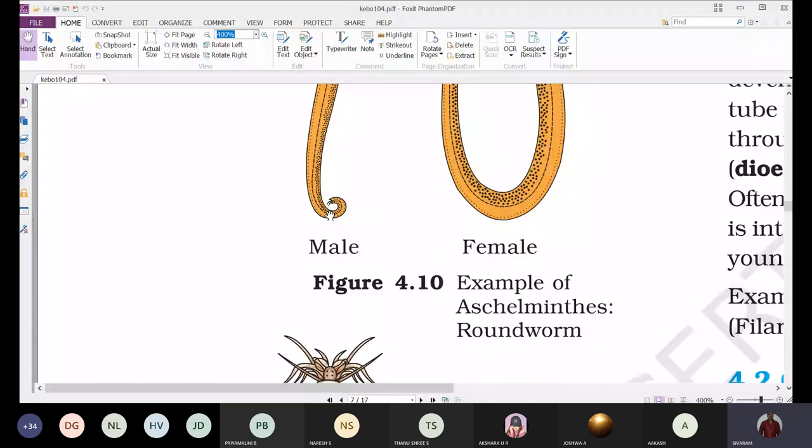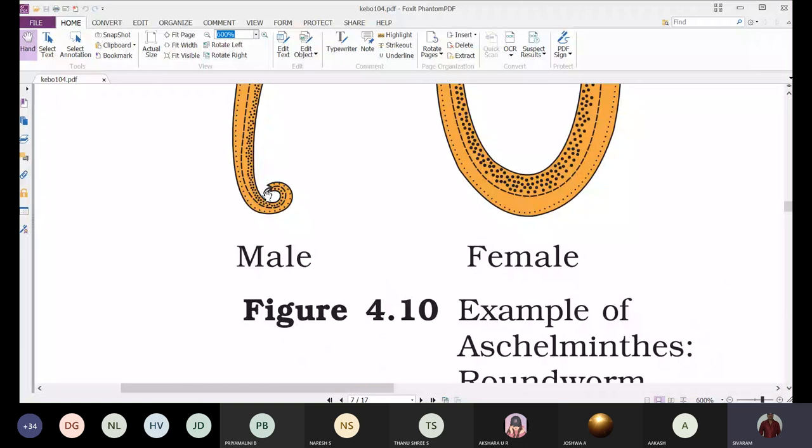What are they called? Penial setae. These penial setae are observed only in the males, and they help in copulation, that is, holding the female during the exchange of gametes. The curved posterior tail and penial setae are absent in the female worm.